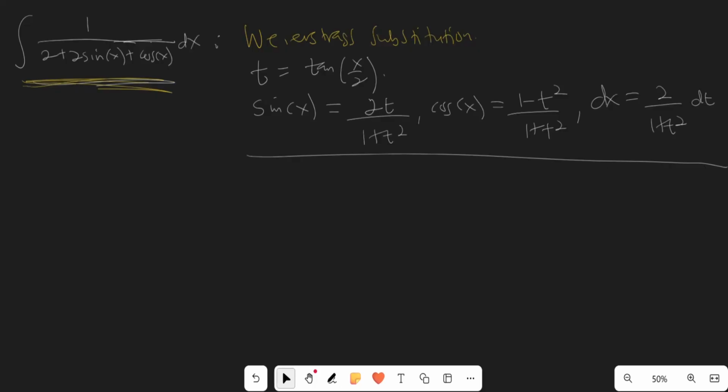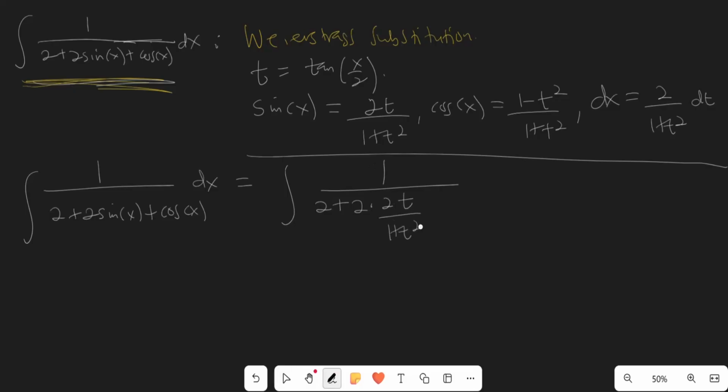So let's do that. Our integral of 1 over 2 plus 2 sine x plus cosine of x dx is equal to the integral of 1 all over 2 plus 2 sine x. What is sine of x? Sine of x is 2t over 1 plus t squared. Plus, what is cosine of x? Cosine of x is 1 minus t squared over 1 plus t squared times, what is dx? dx is 2 over 1 plus t squared dt.